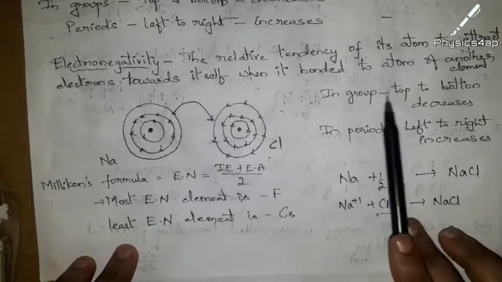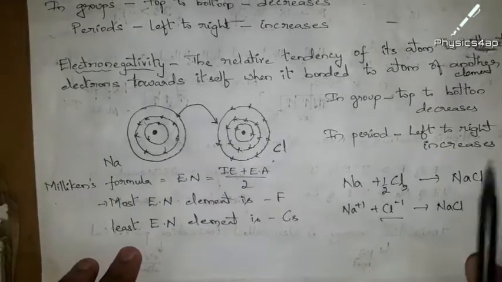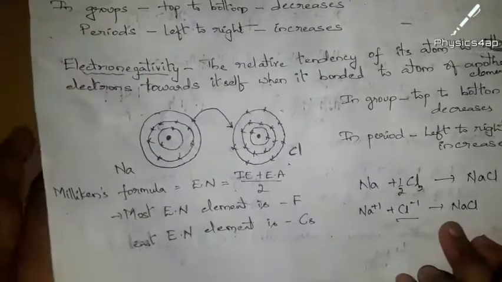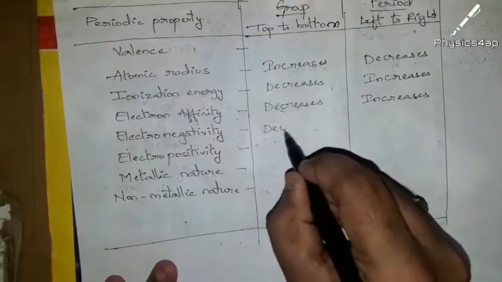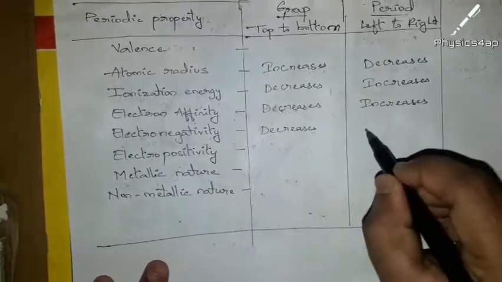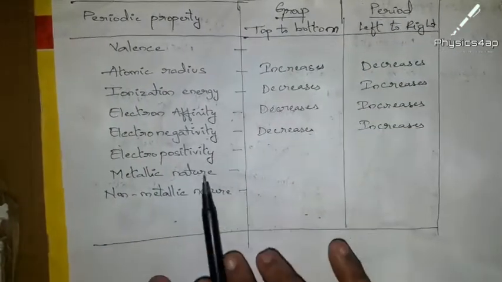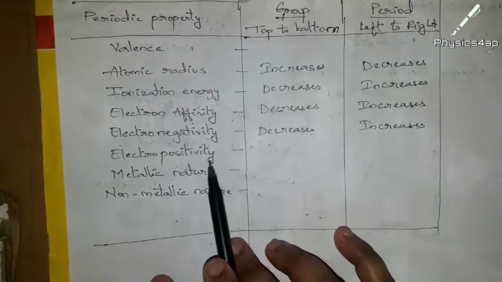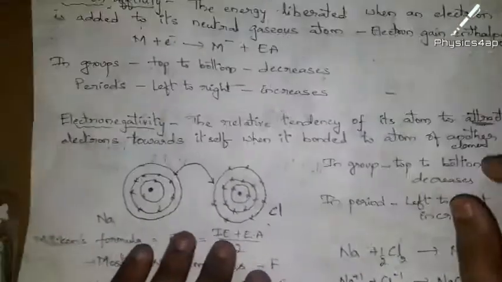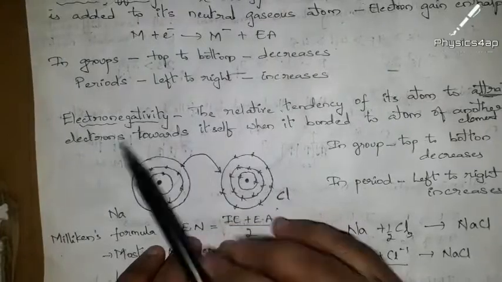So it decreases, and here it increases. Now for electropositivity, it is quite opposite to electronegativity. In electronegativity, the element attracts the electrons. Electropositivity, yes, it loses the electrons. So it is quite opposite. As electronegativity decreases and increases, the opposite of electronegativity is nothing but increase and decrease.